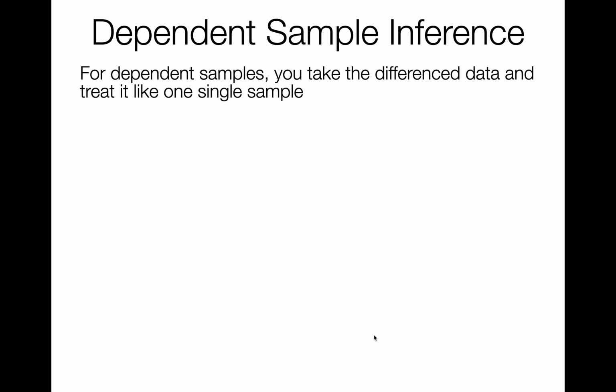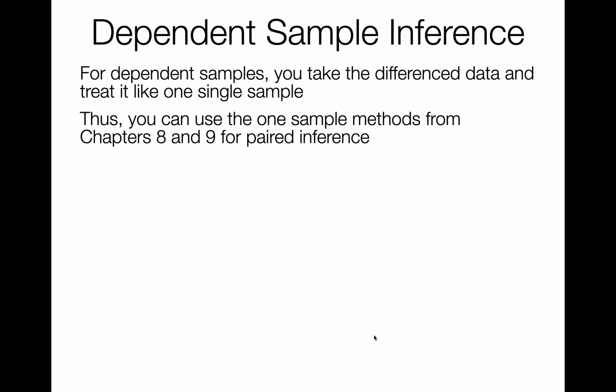Now, when we try to do inference on this dependent sample case, you take that differenced data, so X bar sub D, which is found by the mean of the differenced data, and you treat it like one single sample. Like I said before, you have one column, you treat it like that's the one sample that you have, and you do the stuff we learned about in chapters 8 and 9 to do the inference. So you use the methods that we talked about in chapters 8 and 9 to make the confidence intervals and hypothesis test for paired inference.